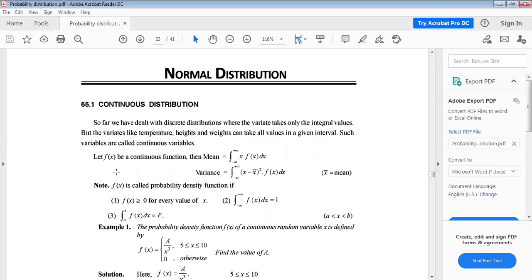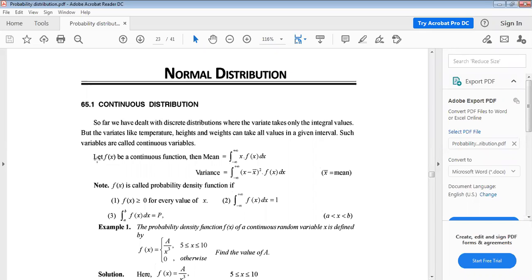Actually, this is the normal distribution, and it is a continuous distribution. Remember it. In our previous lecture, Poisson distribution was for discrete, so this is the continuous distribution. Continuous means there is a limit between a range. So far we have dealt with the discrete distribution, where the variates take only integral values, but variates like temperature, height, weight can take all values in a given interval. Such variables are called continuous variables. Temperature, height, weight, etc. measurements will take continuous variables.